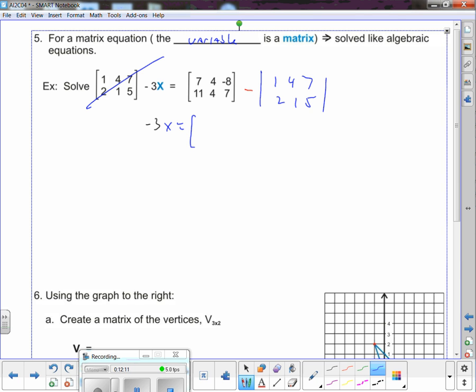Okay, so subtracting: 7 minus 1 is 6, and 4 minus 4 is 0, and negative 8 minus 7 is negative 15, and 11 minus 2 is 9, and 4 minus 1 is 3, and 7 minus 5 is 2. Hopefully, doing that very quickly. How would you finish? Abigail? Yeah, you can just simply multiply this matrix by negative 1/3. Multiply by the reciprocal.